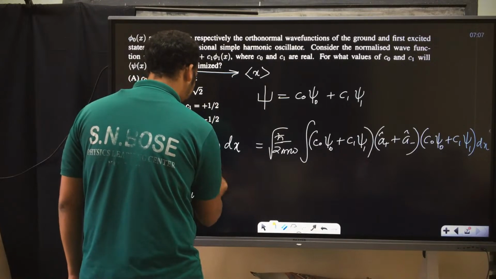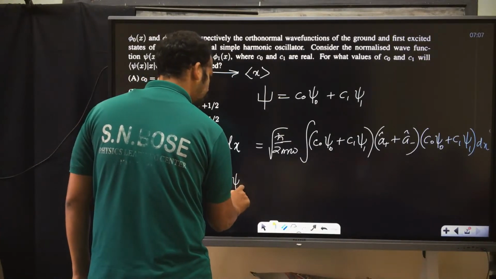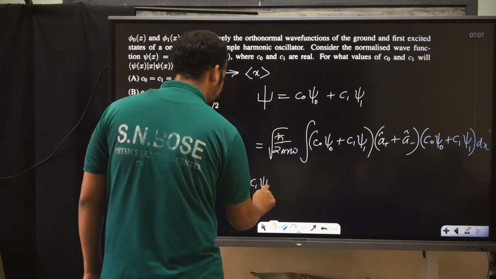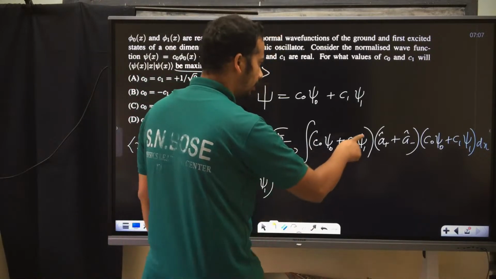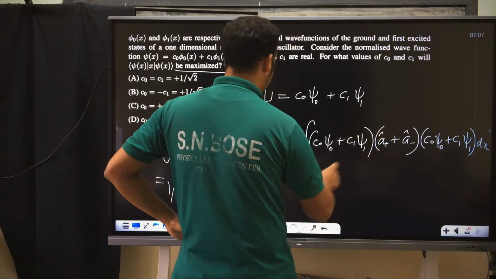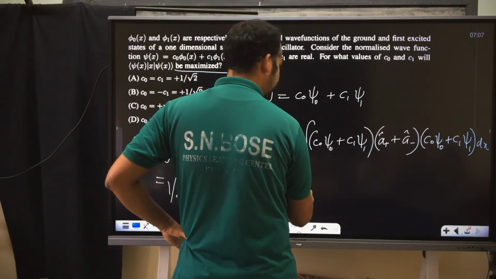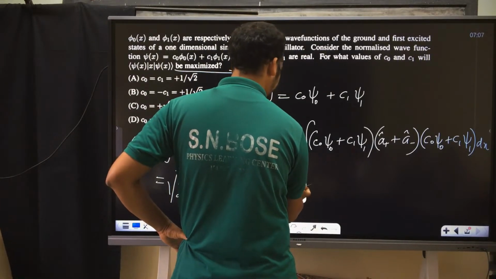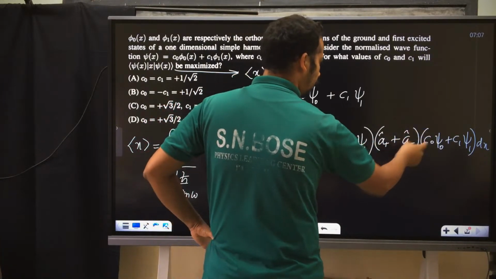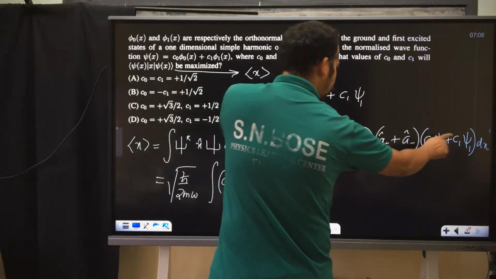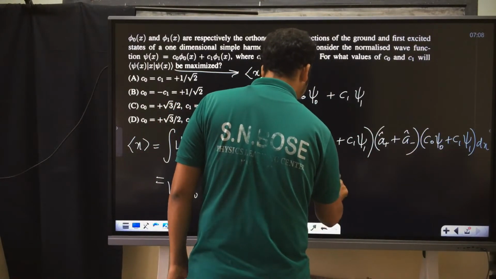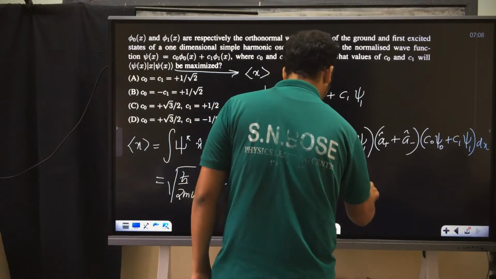I'll write this one. C naught psi naught plus C1 psi 1. You should have a good hold on this one. I'm doing it quickly. The ladder operator will become C naught psi 1, the A minus operator on this one, C1 psi naught dx. Am I right?